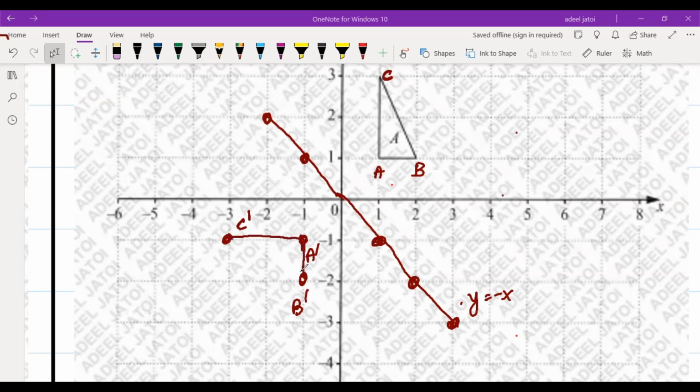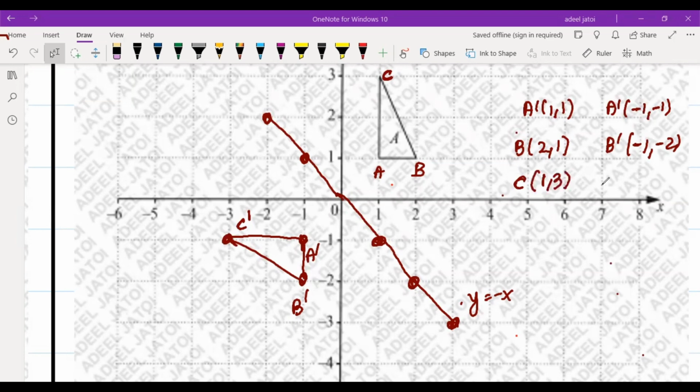So at this point of time, you need to understand that the reflection of line y is equal to minus x will give me the diagonal reflection of the image as well, which becomes A dash, B dash, and C dash. Here, what we know is that A is 1 and 1. So A dash will become minus 1 comma minus 1. B is 2 and 1. The coordinates are interchanged as well as the signs, so minus 1 comma minus 2. Similarly, the C coordinate, which is 1 and 3, should be 3 comma 1, which will be minus 3 and minus 1.